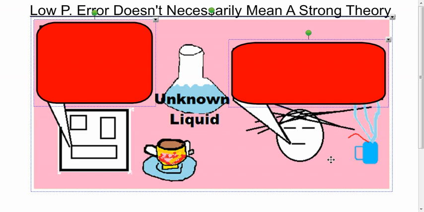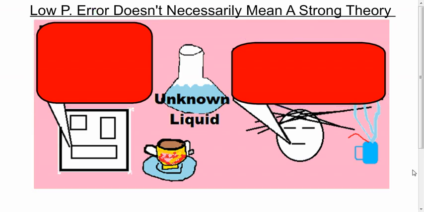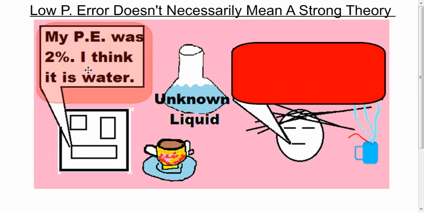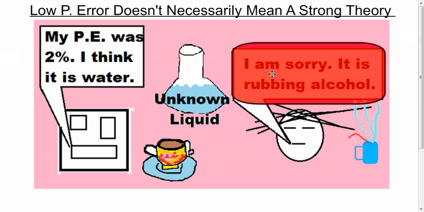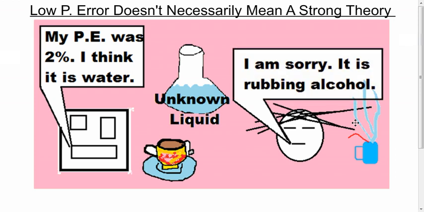And one final thing, even though you've got a low percent error, it doesn't mean you've got a strong theory. For example, let's say you're studying an unknown liquid, and you're like, hey, my percent error value was 2%. I think it was water. But however, it's rubbing alcohol. So even though you've got a low percent error, you still have to interpret the data in the correct manner and arrive at the right conclusion. So you could still make a mistake with low percent error values.